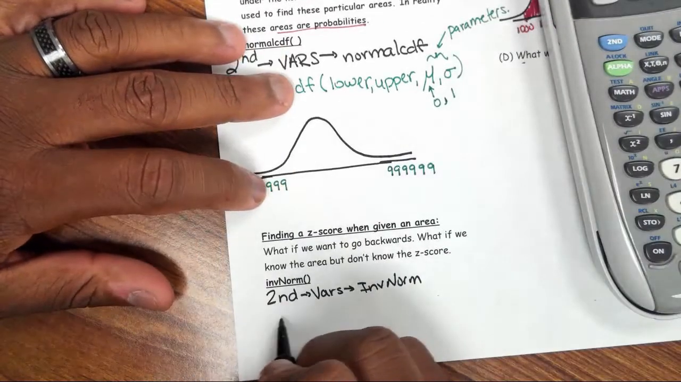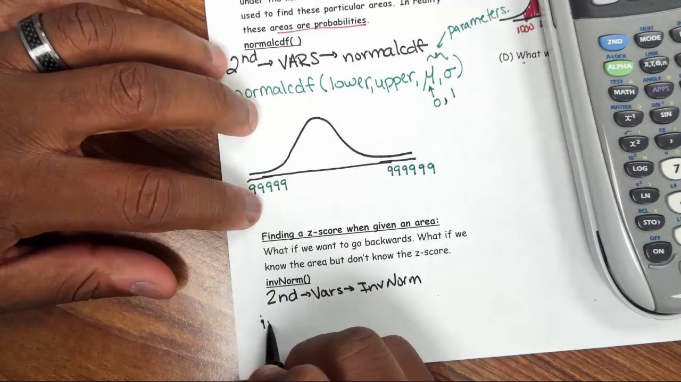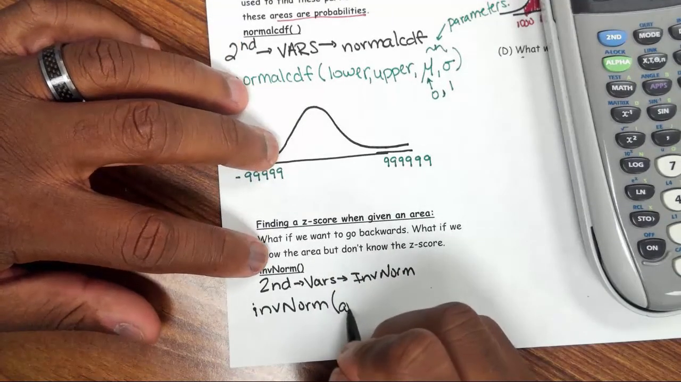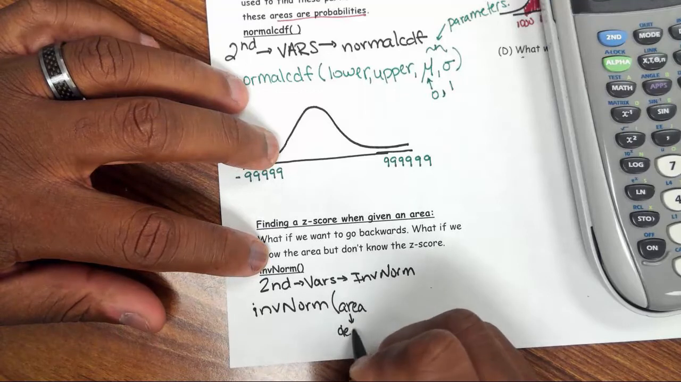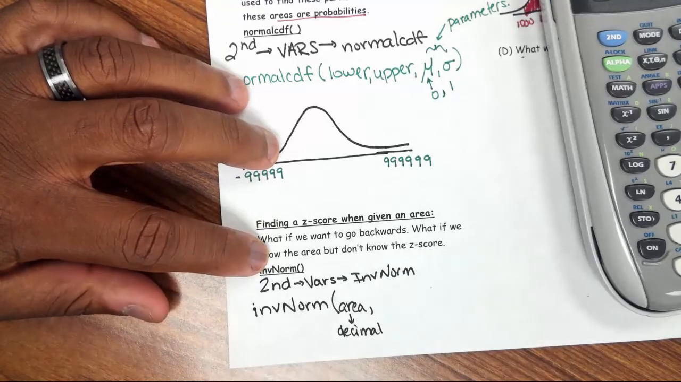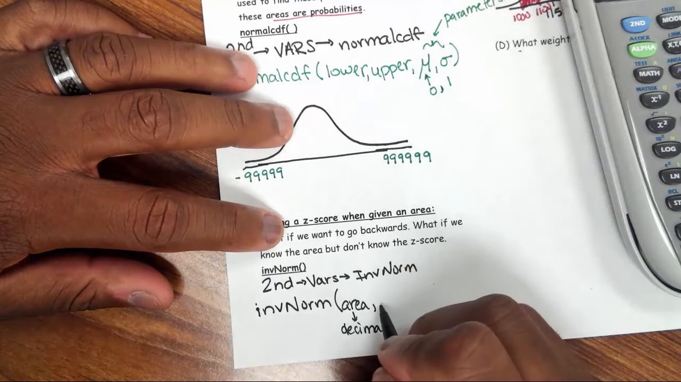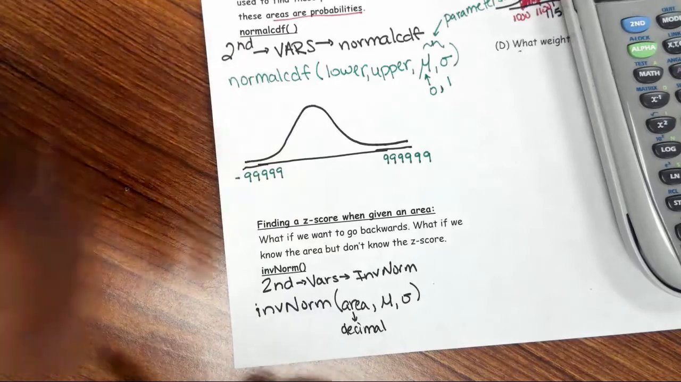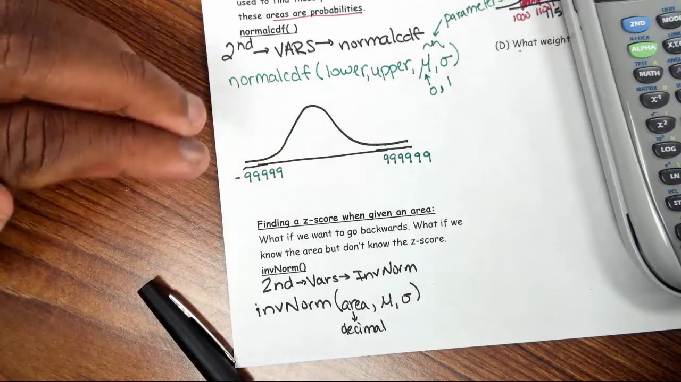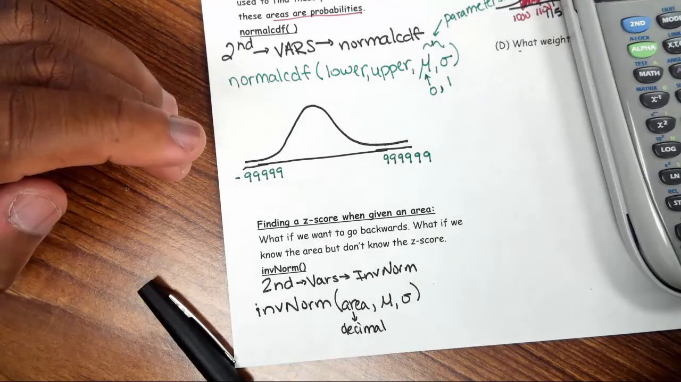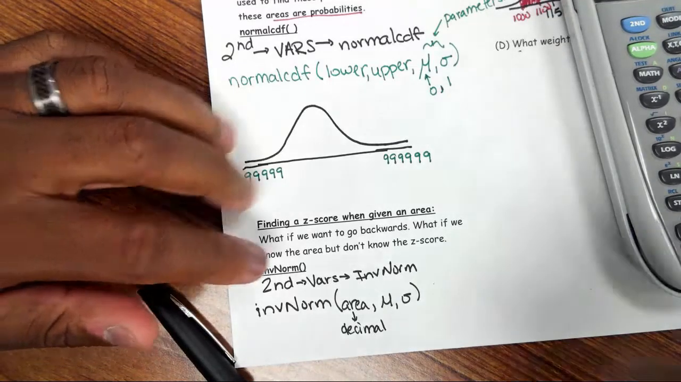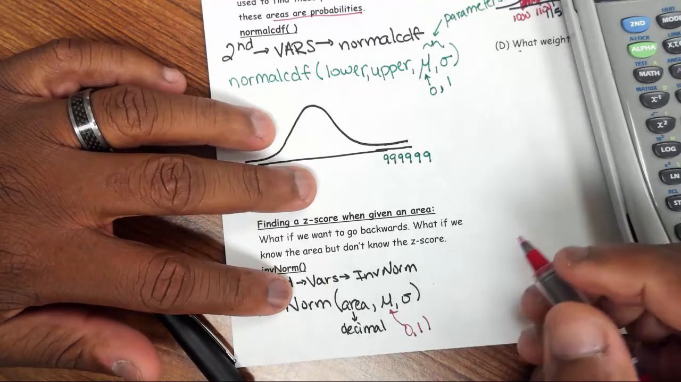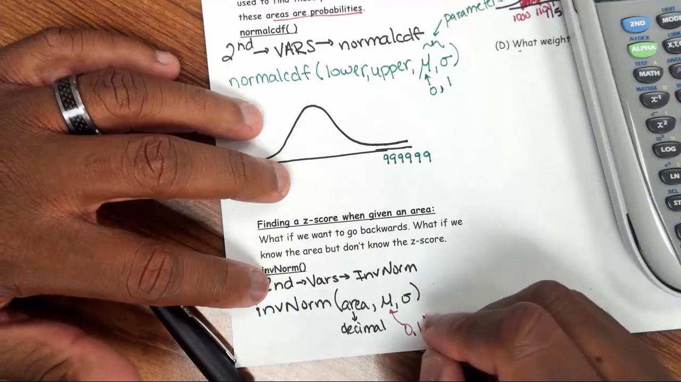Inverse norm syntax looks like this. Inverse norm needs you to give it an area, written as a decimal. And it also needs you to give it a mean and a standard deviation. If no mean or standard deviation are given, it is assumed that this is a standard normal curve, meaning that the mean is 0 and standard deviation is 1, which means it will give you back a z-score as the answer.